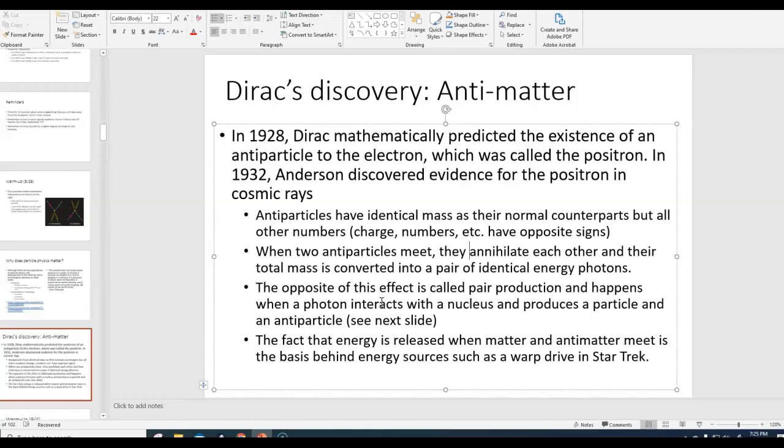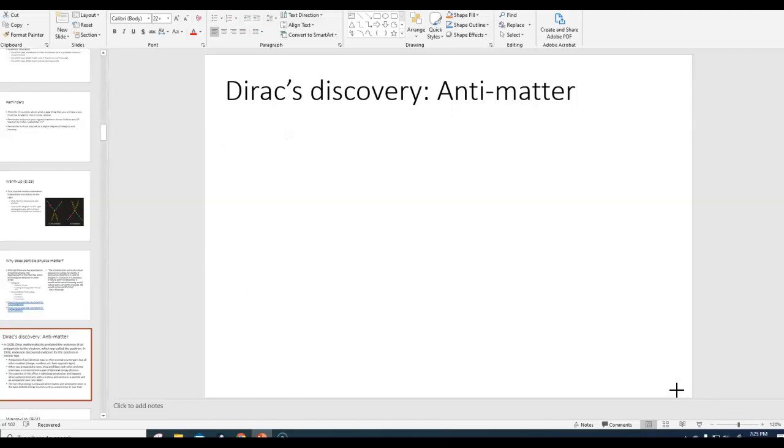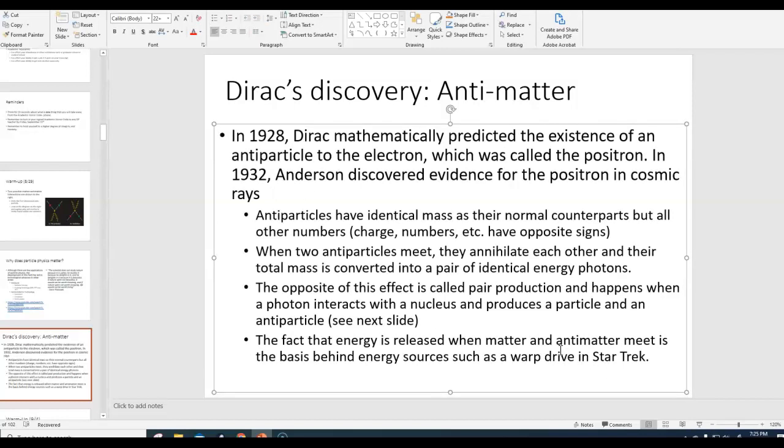Now you might ask, why doesn't the whole universe blow up then if there's matter and antimatter? And the answer is, for some reason that we still don't know the answer to, when the universe was formed, there was more matter than antimatter.